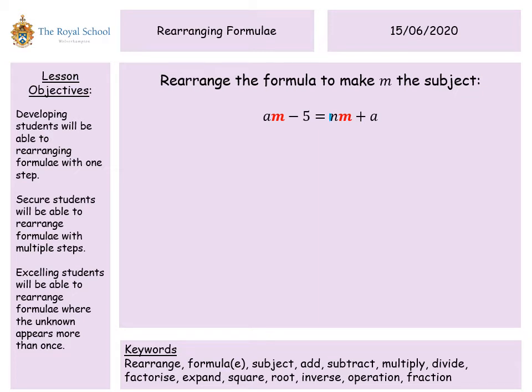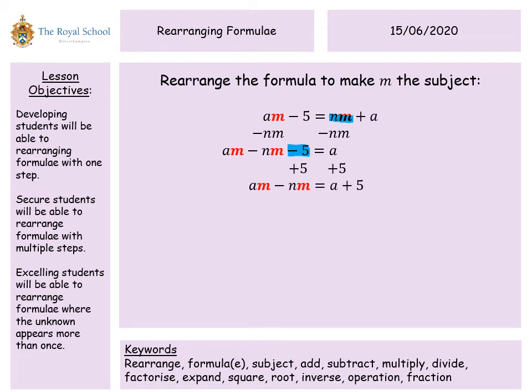So I now need to move this nm over to the left hand side, and to get rid of that nm I need to take away nm from both sides. So that gives me am minus nm minus 5 equals 8. Now having a look at my equation, I don't actually want this minus 5 on the left hand side. All I wanted on the left hand side are my expressions or terms that have m in them. So I now need to get rid of this minus 5 because it doesn't have an m in it. So I'm going to add 5 to both sides.